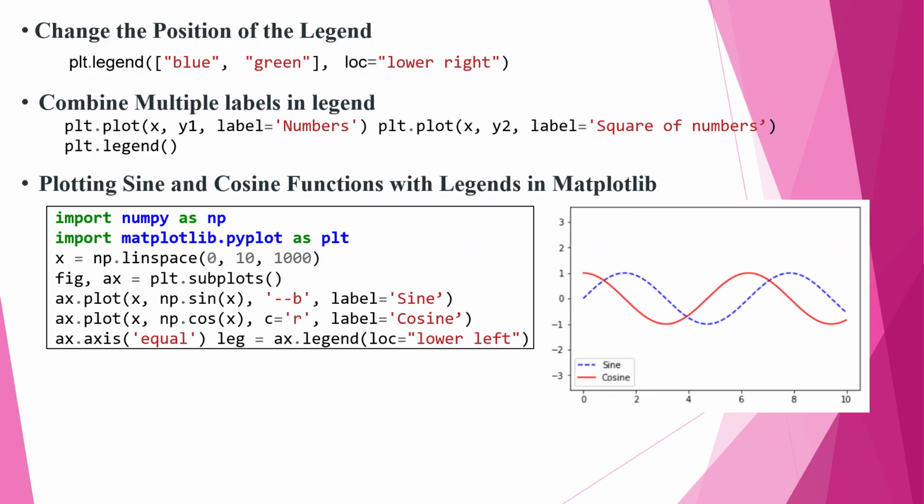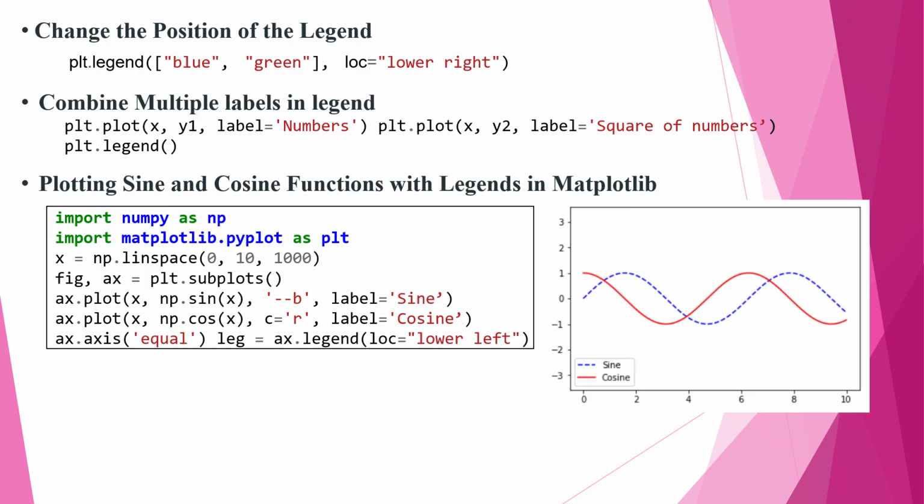When plotting multiple lines, labels can be assigned directly within the plot function using the label parameter, and then all labels are displayed together by calling legend. In the sine and cosine example, both functions are plotted on the same graph with different styles and colors, and the legend clearly identifies each curve.